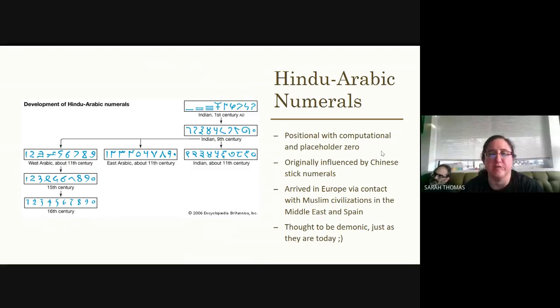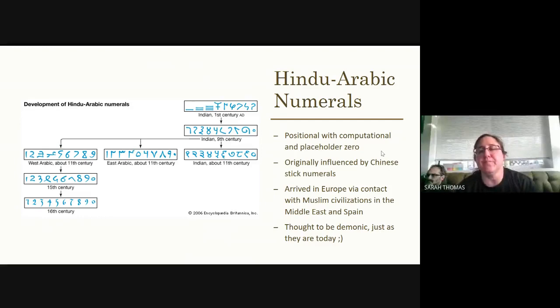Now the way it arrived in Europe was through the Middle East. The Arabs adopted these numerals because they were quite useful. You could actually do symbolic computation with them, unlike Roman numerals or other systems that were out there. You can do stick numeral computations, but once your grid abacus overturns, your computation is gone, right? You can't write them down like that.